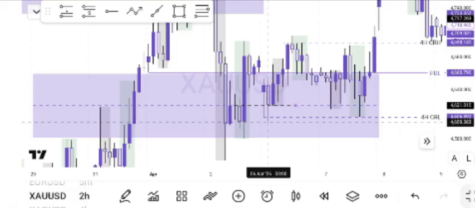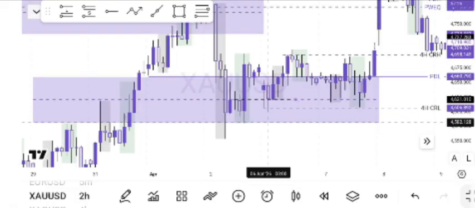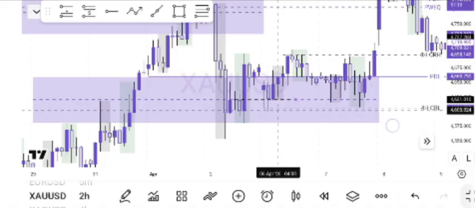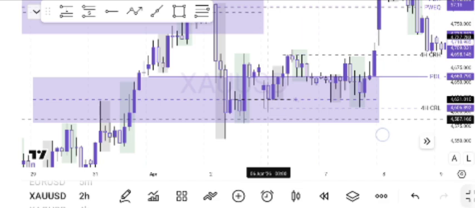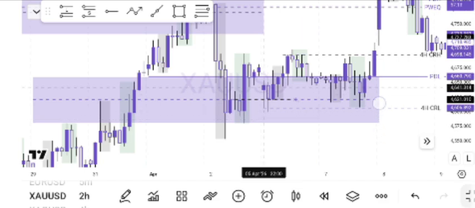Some people didn't close this trade. They held it back to the daily fair value gap, the main draw on liquidity, and you see the market is still floating in that same direction for days.